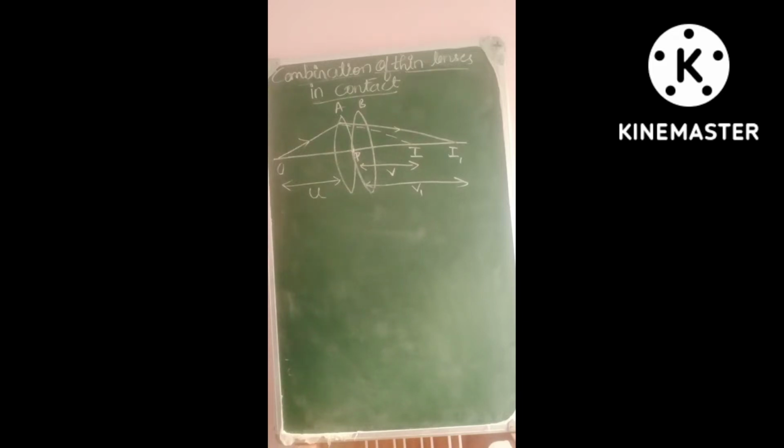The combination of thin lenses in contact. Thin lens, what is a thin lens? A thin lens is nothing but a lens whose refracting angle is less than 10 degrees.